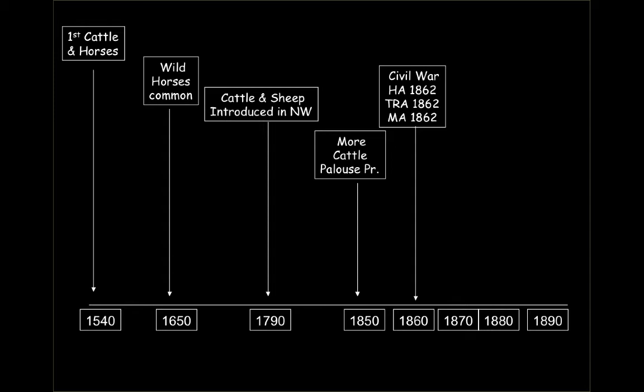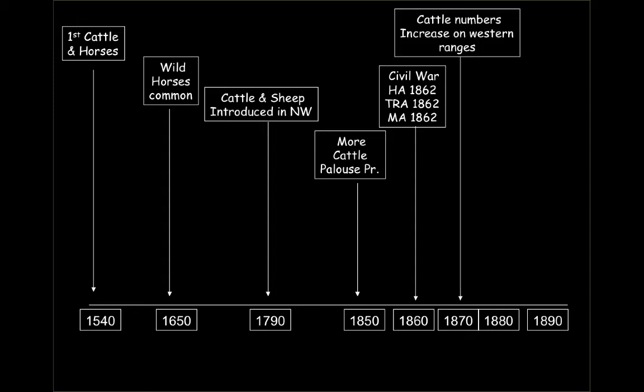And as the territories slowly started to become states, we started to see several of these acts come into place. And 1862 was a big year of acts that President Lincoln put forward to try to help settle the West. So the Homestead Act, the Transcontinental Railroad Act, and then the Morrill Act. And we're going to study those in more detail.